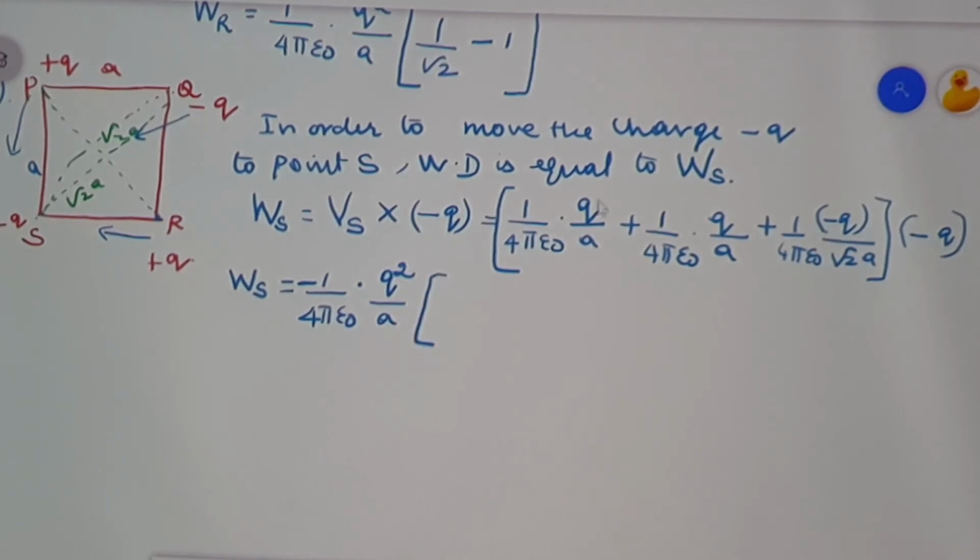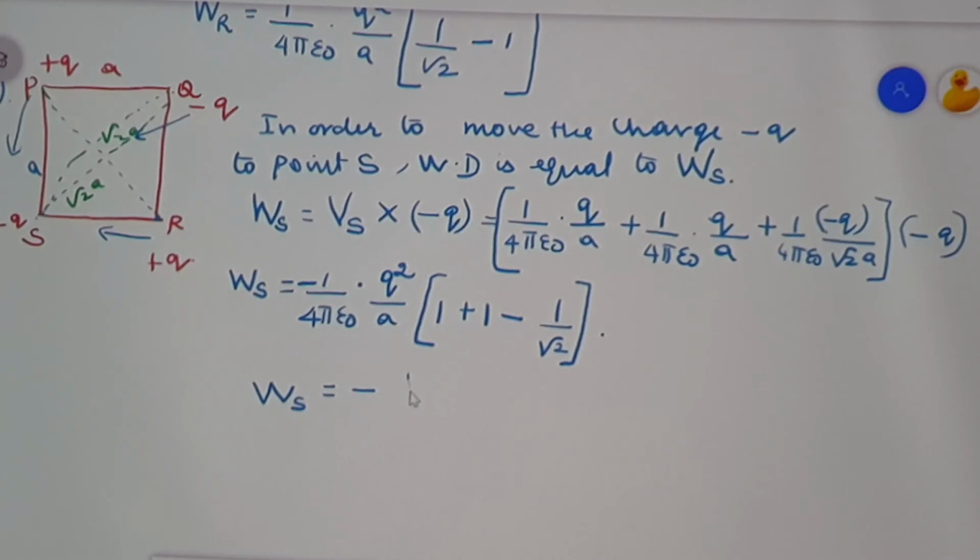Multiplied with, here what is the remaining? 1. Plus, here what is remaining? 1. Here plus into minus, minus. You will be getting 1 divided by root 2. Clear?